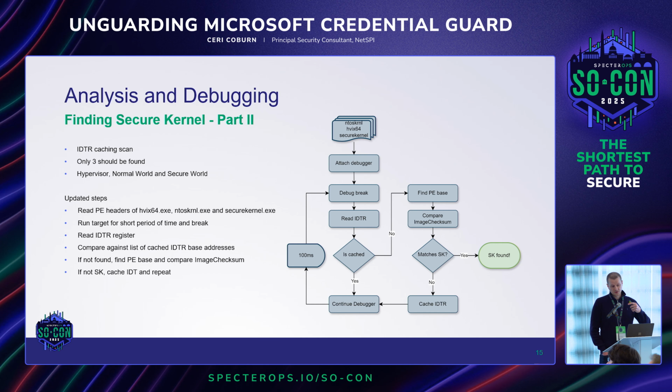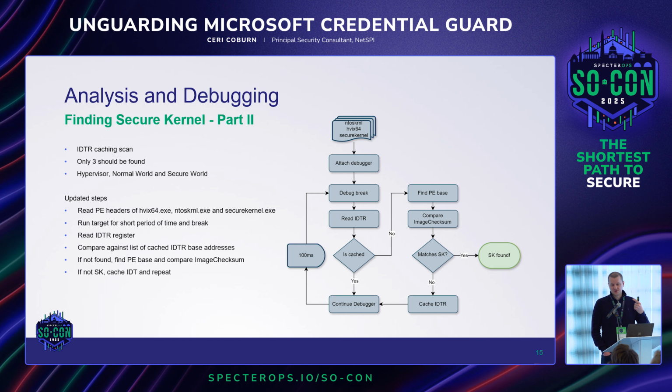So what you can do is take the NTOS kernel, the hypervisor, and the secure kernel PE files from your target, read the PE headers, and get the image checksum inside the PE header so that you know which one you've currently found within memory. Then you loop around, run the debugger for a small period of time, interrupt, and check the IDTR again. One of the important parts here is that you need to cache the IDTR, that's a mouthful, isn't it? The IDTR register.